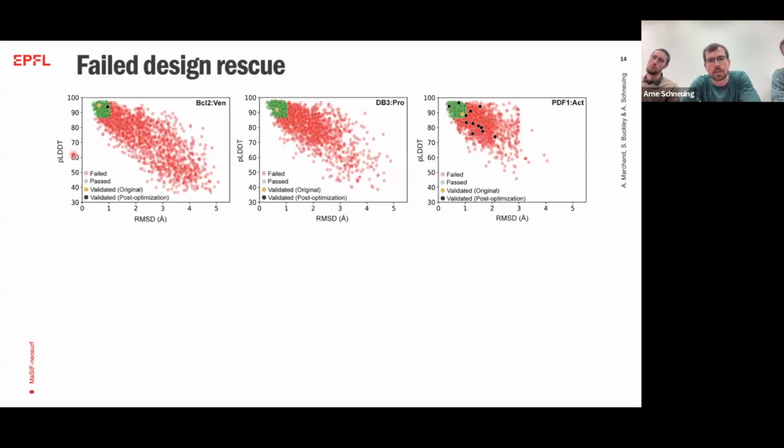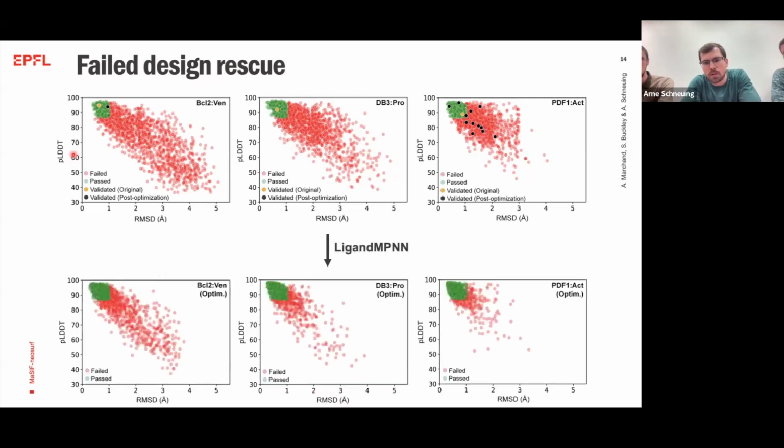And then here is how some of the failed designs have been rescued. So here you see the pLDDT from AlphaFold and the RMSD to the original design from the pipeline. And if you see the black dots specifically on the top right, these are designs that were validated post-optimization. So maybe if I show this, all the designs that came out of the pipeline were put through LigandMPNN, which is very similar to ProteinMPNN, but can incorporate non-protein components, such as these small molecule ligands.